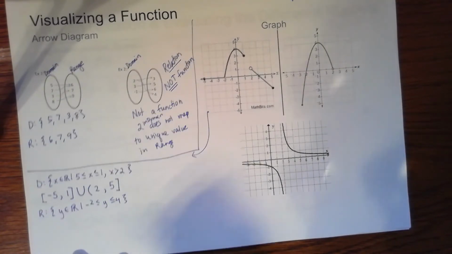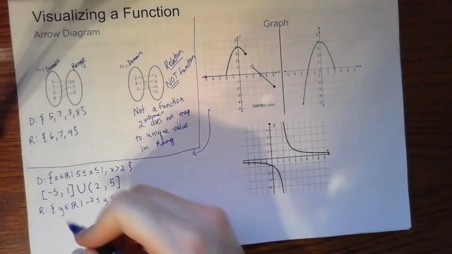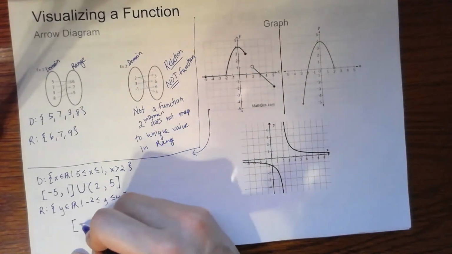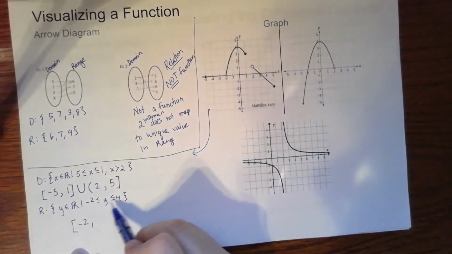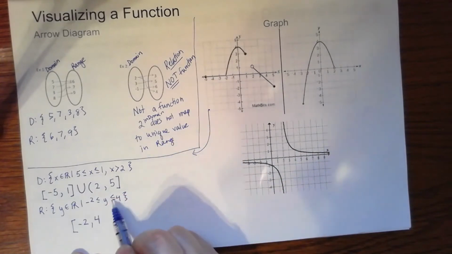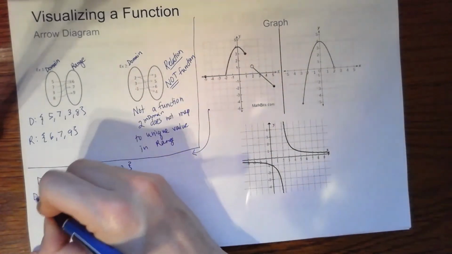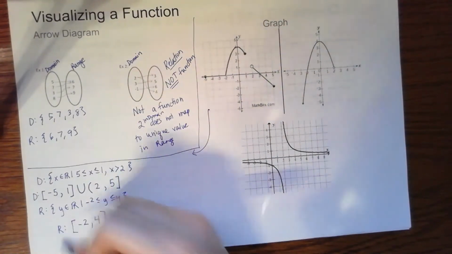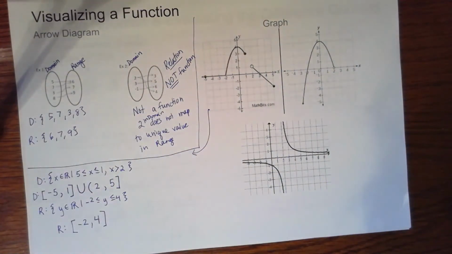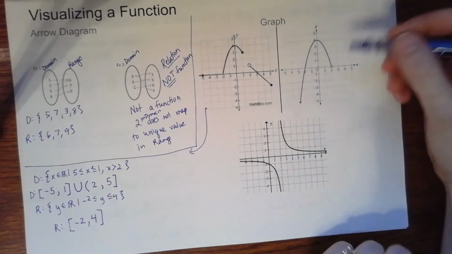With interval notation, we have an equal here, so we'll put that square bracket for -2, and it goes all the way up to 4. Again, there's an equal here, so we put a square bracket. There aren't two separate ones, so I don't need any unions on this one. So this would be the domain in interval notation, and this would be the range in interval notation. Okay, let's look at these other ones and see if we can get through them.